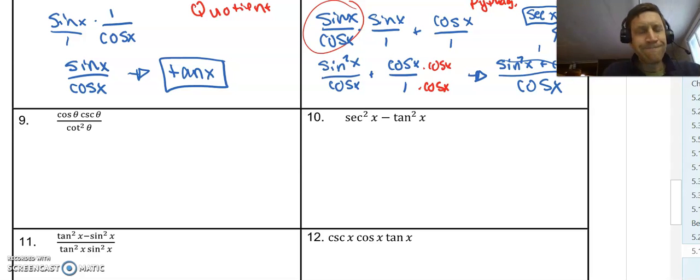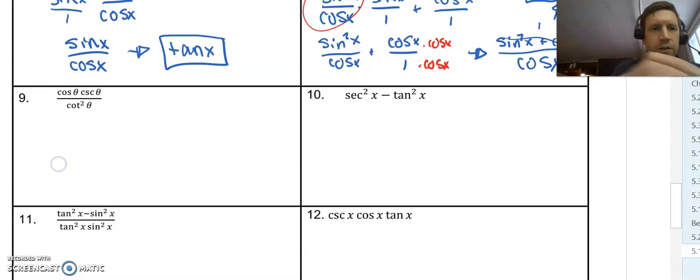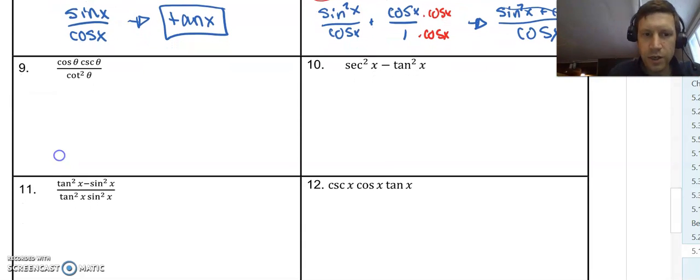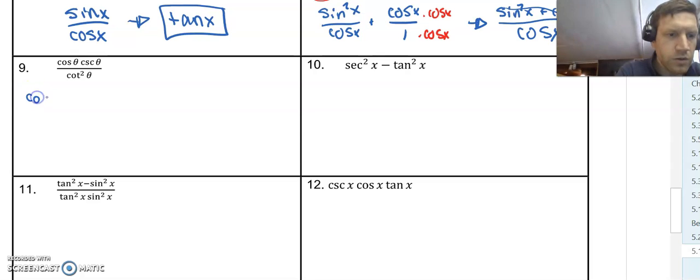Number 9. My favorite thing to do is change everything to sines and cosines. I usually find luck with that. So we could try to use a Pythagorean identity on the bottom. Maybe I'll come back, and if I can't figure it out, I'll start over and do that. But my first thing I want to try is changing everything to sines and cosines.